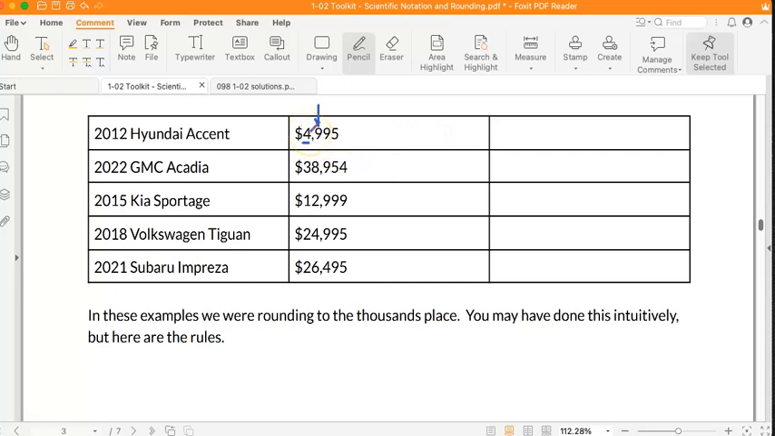$5,000. All of these except the last one got rounded up because they were all followed by 9s. If we go to this last one, we're rounding to the thousands place, so put an underline under the 6, and then there is a decider to the right of it, and this time the decider was a 4, so this one just stayed at 26,000. Again, this is the decider, and then this is the one that gets rounded based on the value of the decider.